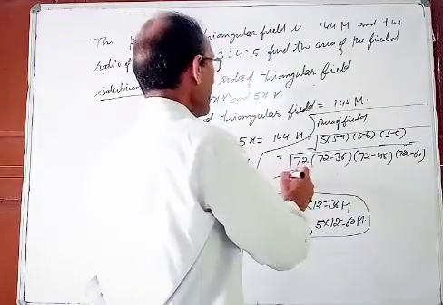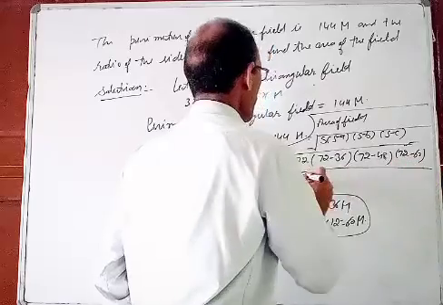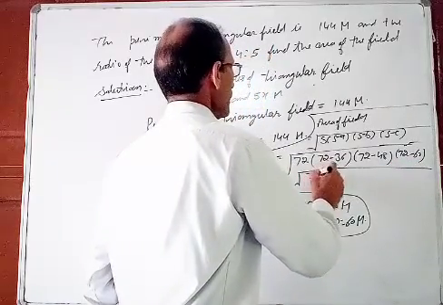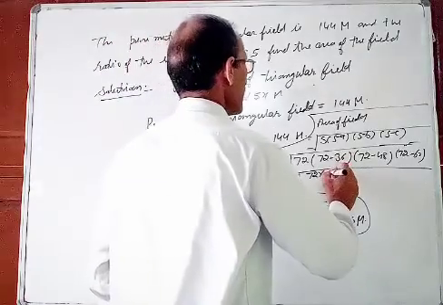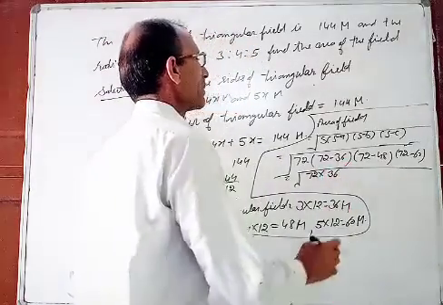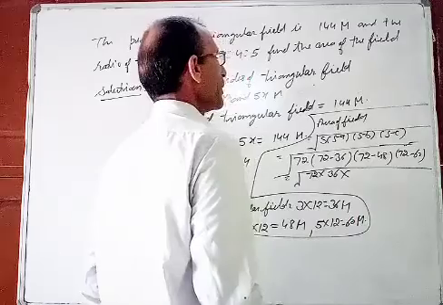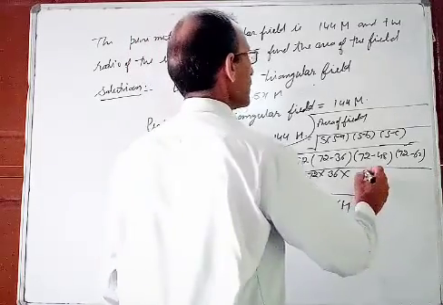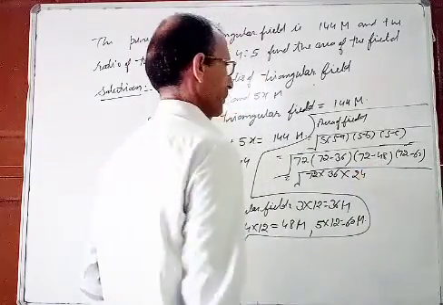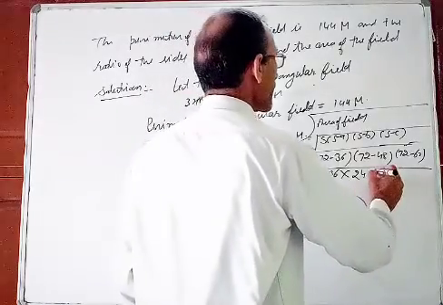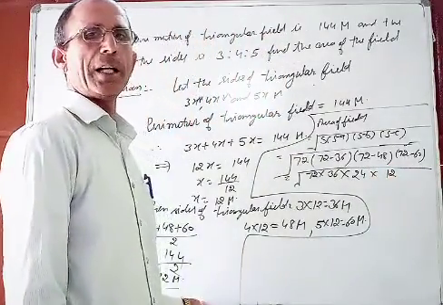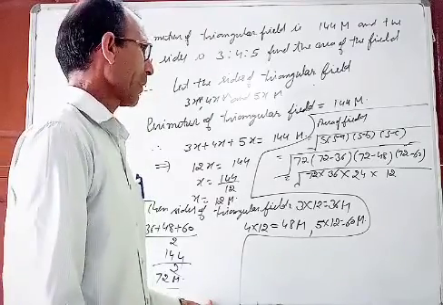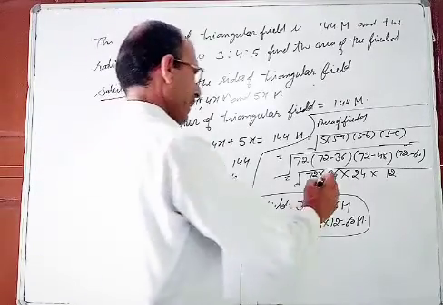Now simplify it. 72 minus 36 is 36, 72 minus 48 is 24, and 72 minus 60 is 12. Up to here, any doubt, any confusion? Okay. Now make prime factors.